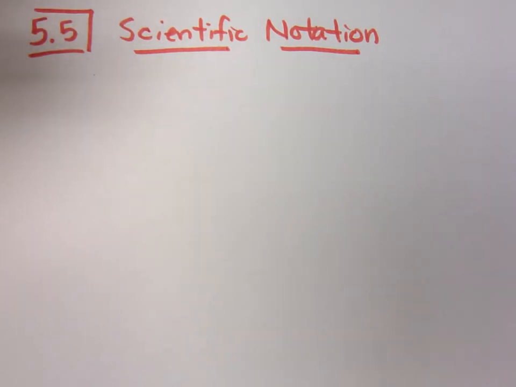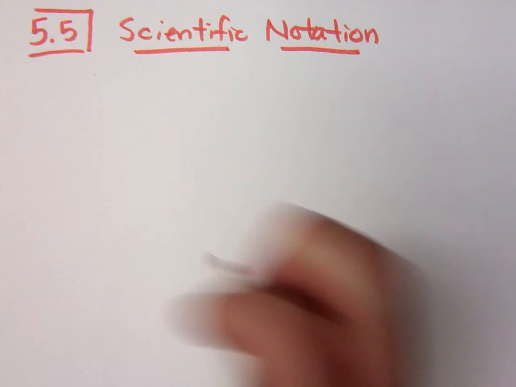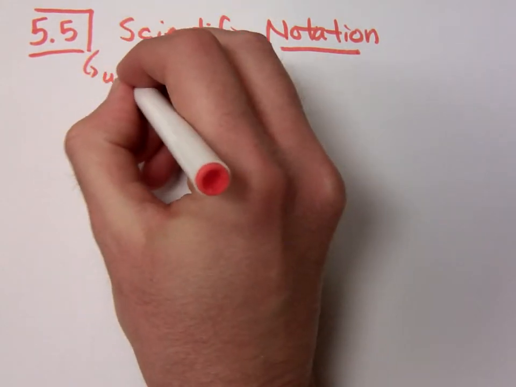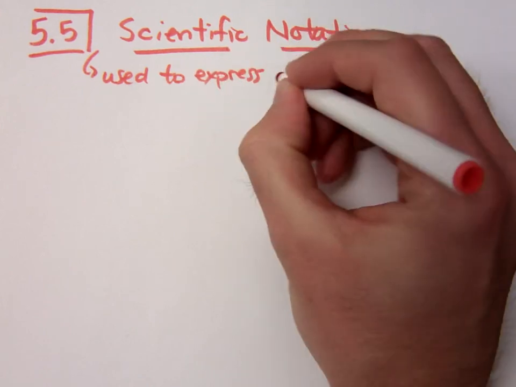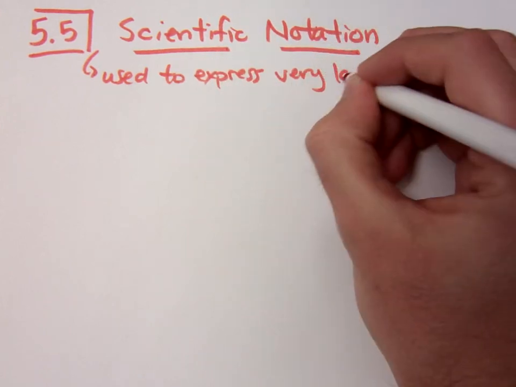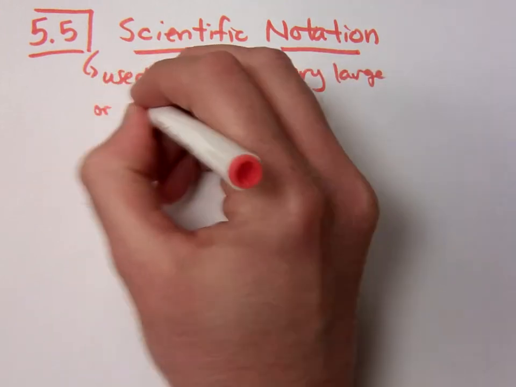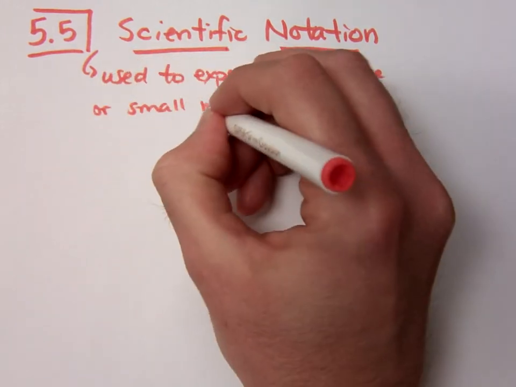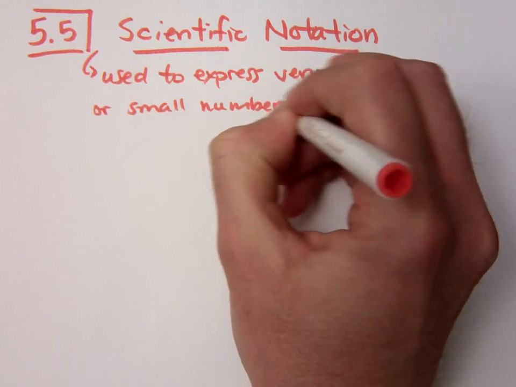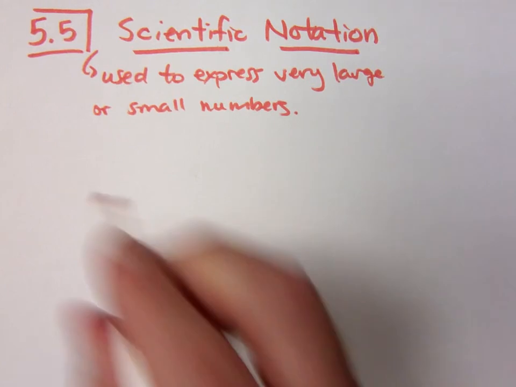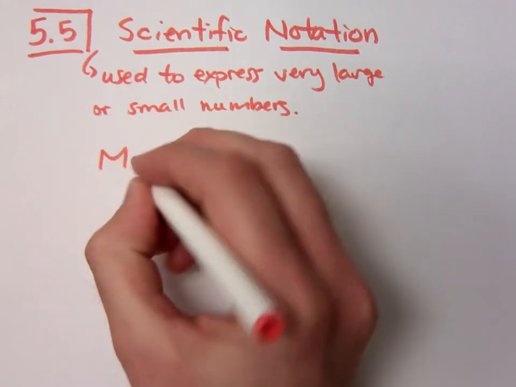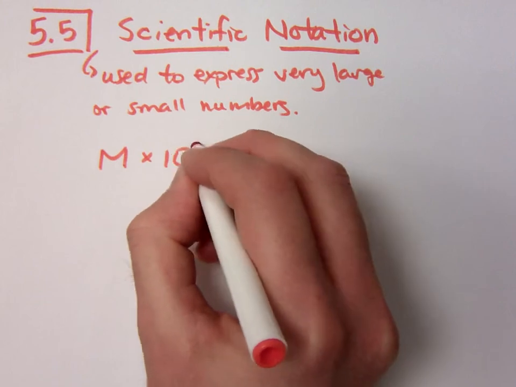Now, scientific notation, if you've ever taken biology or chemistry, or even physics, we use scientific notation to express really large or really small numbers, okay? We use this to express very large or small numbers. And the form that it takes is going to be a number times a power of 10.